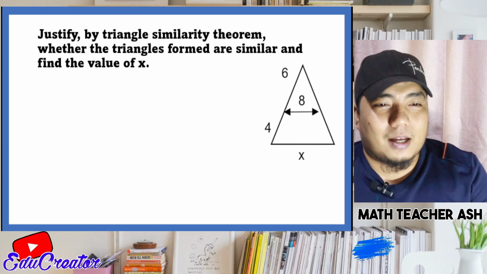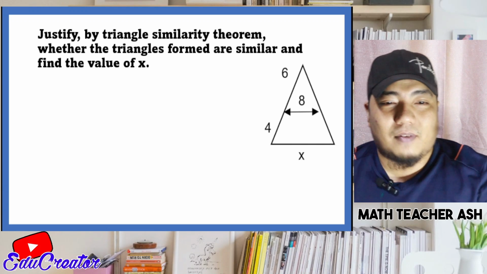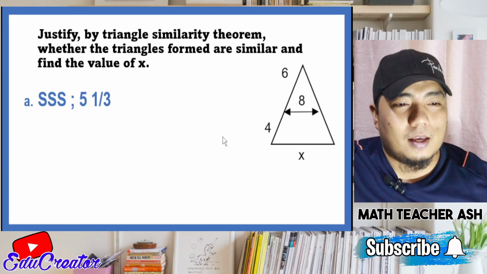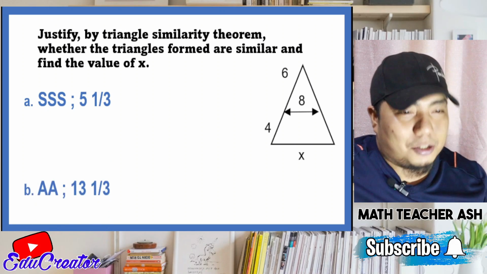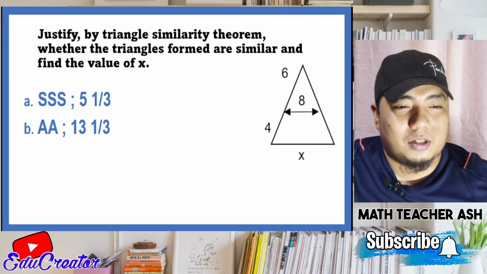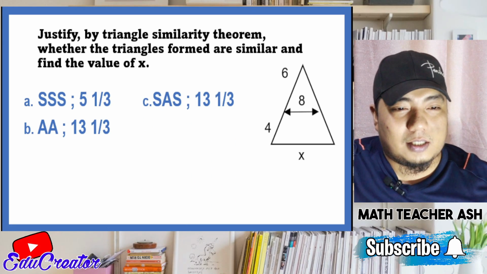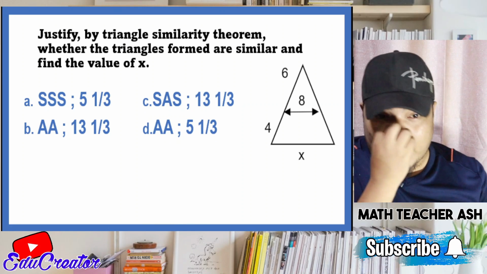Justify by triangle similarity theorem whether the triangles formed are similar and find the value of x. So this is the given diagram. Is it A, SSS, 5 and 1/3? Is it B, AA, 13 and 1/3? Is it C, SAS, 13 and 1/3? Is it D, AA, 5 and 1/3?